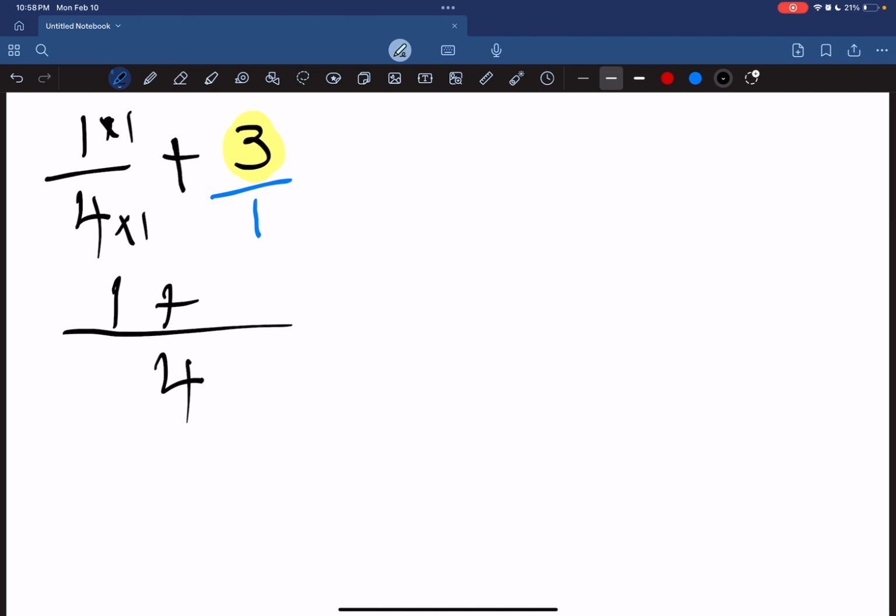What did we do to change a 1 to a 4? 1 into 4 goes 4 times. Anything you do to the denominator, you need to also do to the numerator. So we'll say now 3 times 4, that's 12. So we say 1 plus 12, denominator stays the same, 1 plus 12, that's 13. So our answer for this would be 13 over 4, and this would be our final answer.